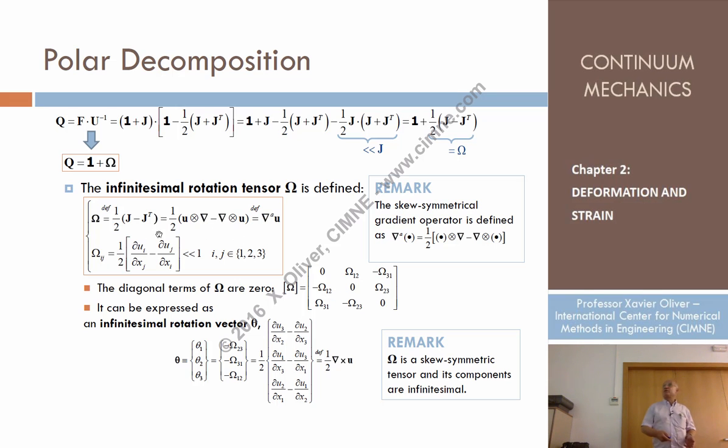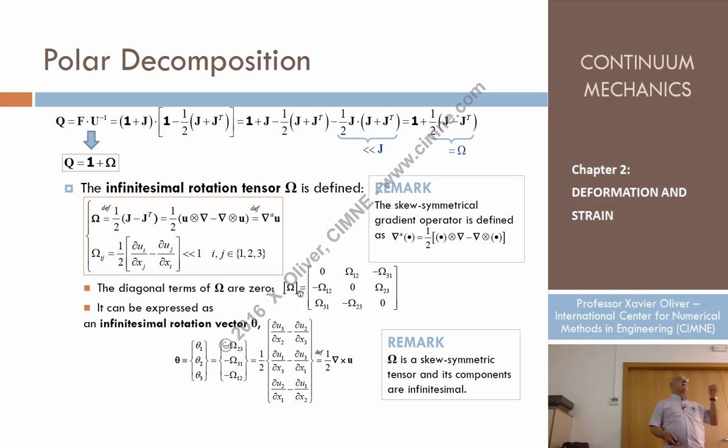And of course, by construction, this infinitesimal rotation tensor has the structure of a skew symmetric tensor. In particular, it comes out from the skew symmetric gradient of the displacement, so the gradient of displacements minus its transpose. So this family of skew symmetric tensors has some interesting properties. We'll look at what those interesting properties are.